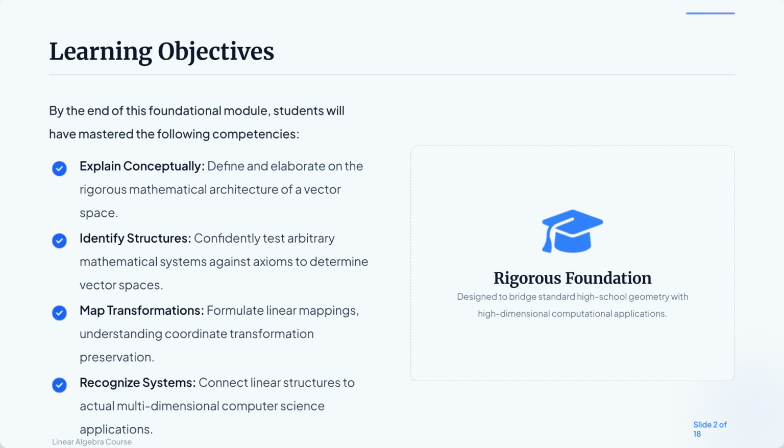And this is relatively easy, if we have to speak, because it bridges standard high school geometry with high dimensional computational applications.